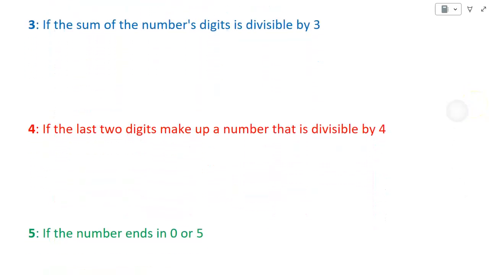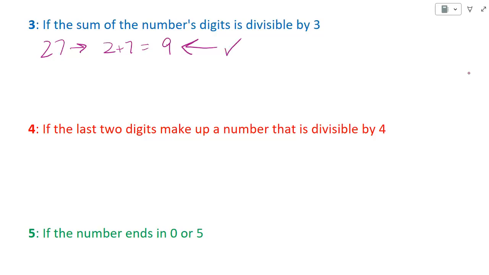For 3, the rule is: if the sum of the number's digits is divisible by 3. Sum means if I add them all up, the result of addition. So if the sum of the number's digits is divisible by 3, then the whole number is divisible by 3. Just a couple of examples. Let's start with 27. We know that 27 divided by 3 equals 9. That's great. So for 27, let's do 2 plus 7. That gets me 9. So the question is, is 9 divisible by 3?